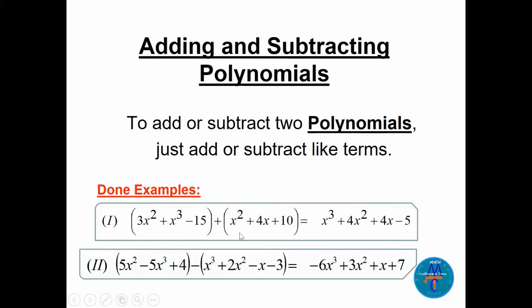3x squared plus x cubed minus 15 plus x squared plus 4x plus 10. So where do we go? We add like terms. We look at the power. Here we have cubed, no cubed here. Just write x cubed. 3x squared. Here we have x squared. So this is like 3 something plus 1 something. 4, same power, 3 plus 1, 4x squared. Here there's no x, we just put 4x. Minus 15 plus 10, you add, minus 5. That's the answer.